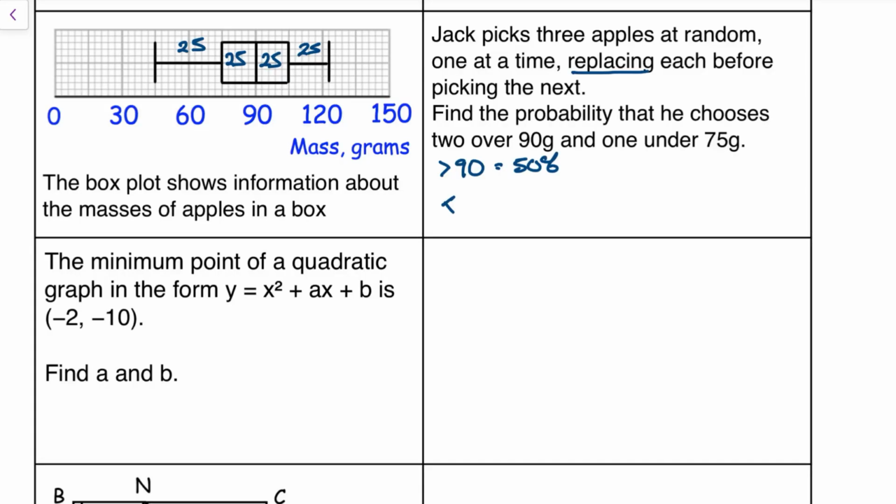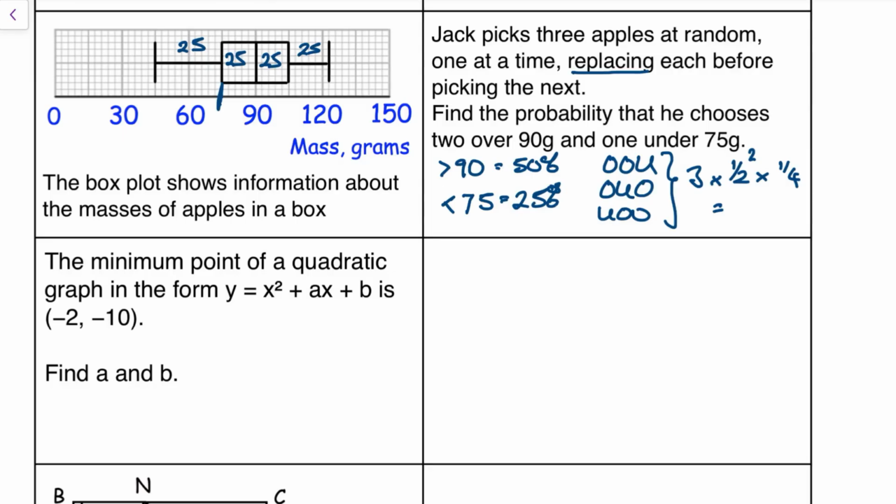And the probability of under 75, because it's from here, let's write it down. So under 75 is equal to 25%. Now, he picks 3 apples, replacing each time. So I want 2 over 90 and 1 under 75. So I could do over, over, under, or over, under, over, or under, over, over, which are all going to be the same calculation. So it's going to be 3 lots of 2 overs, which is 50% squared. Let's write 50%, so let's do a half. It's a better number. So a half squared times by a quarter.